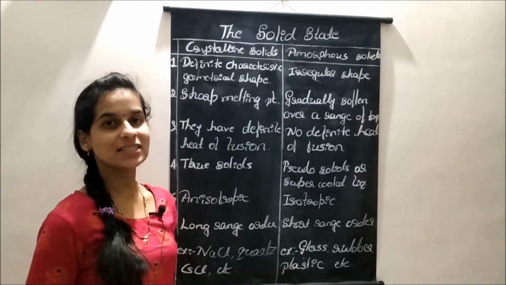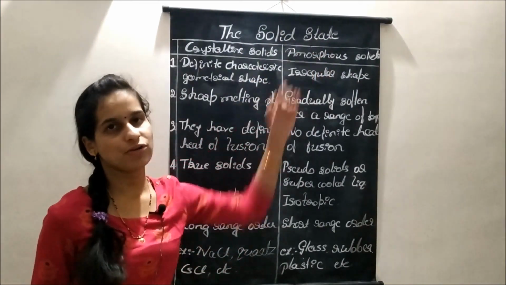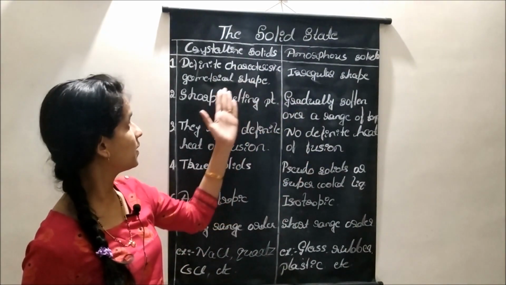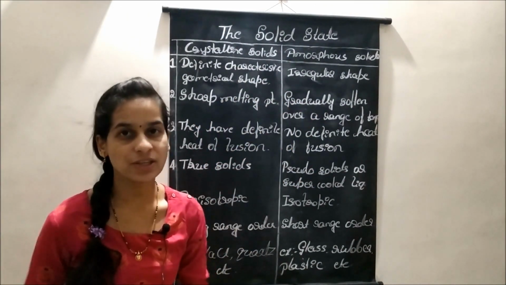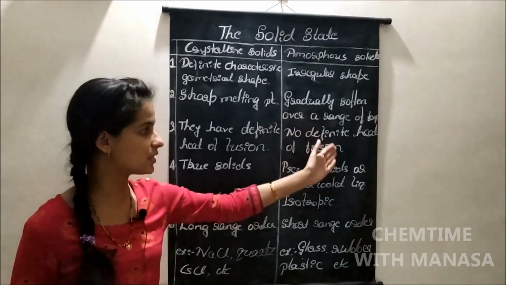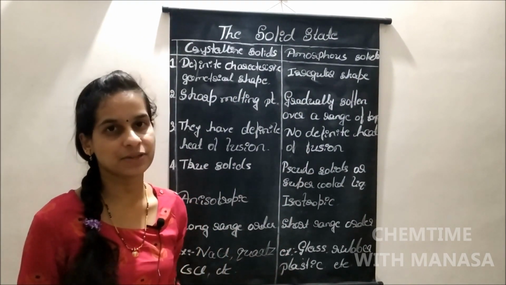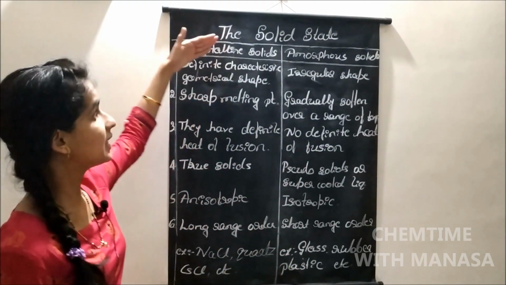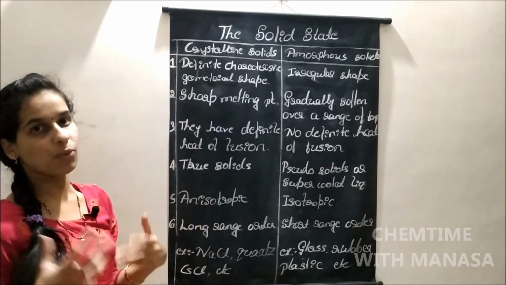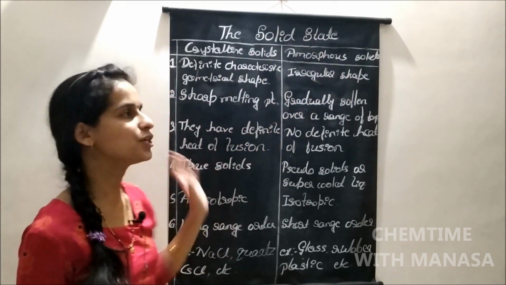Friends, solids are classified into two categories, crystalline solids and amorphous solids. Let us consider the differences between crystalline and amorphous solids. So, important concept, you may be asked to write the differences, or from this section, any one more question may be asked. So, first difference is crystalline solids have definite characteristic geometrical shape, whereas amorphous solids have irregular shape.